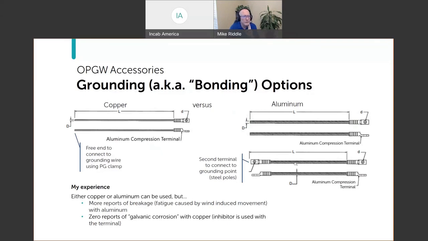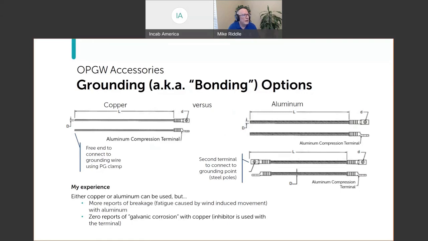So the dead ends will have an attachment point for your grounding, likewise your suspension clamps. It's different ways depending upon the particular part, but there's always some means of attaching a bonding wire to the accessory. You can add a second terminal, again, if that's appropriate for the tower design. It's really that simple. If you plan for it, you can do it with a two-terminal grounding strap.